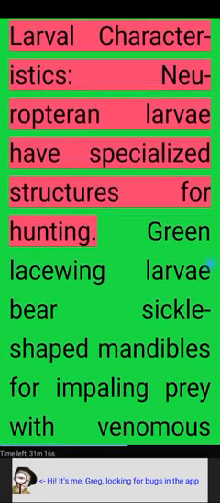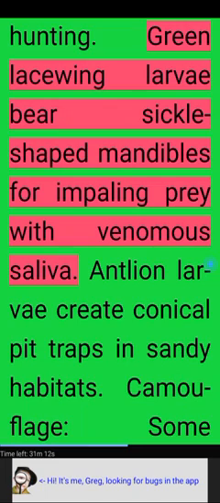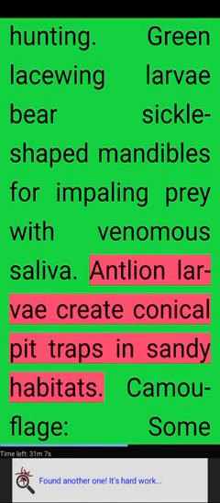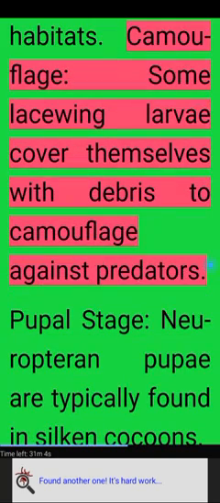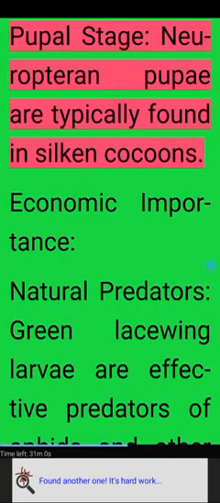Biology. Larval characteristics. Neuropteran larvae have specialized structures for hunting. Green lacewing larvae bear sickle-shaped mandibles for impaling prey with venomous saliva. Antlion larvae create conical pit traps in sandy habitats. Camouflage. Some lacewing larvae cover themselves with debris to camouflage against predators. Pupal stage. Neuropteran pupae are typically found in silken cocoons.